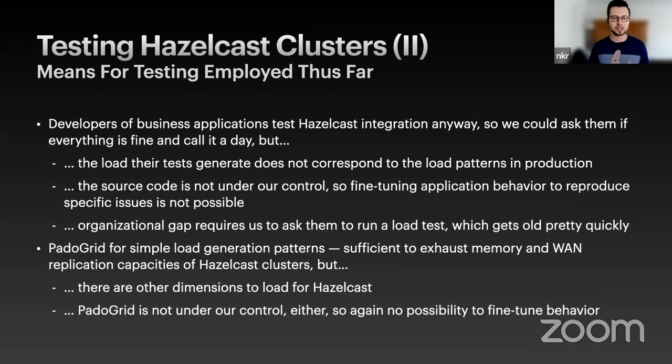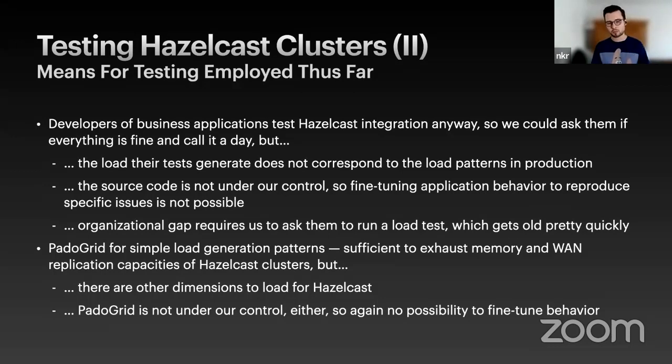And the second means we've employed thus far is using PowderGrid. If you haven't heard of PowderGrid yet, it's a pretty amazing application. So if you work with in-memory data grid products such as Hazelcast, but also other computing products such as Apache Spark, then do make sure to check it out. It's open source. You can find it on GitHub, and it might serve you very well. It comes with a little testing application too, which is what we've used. It's called the PerfTest app.